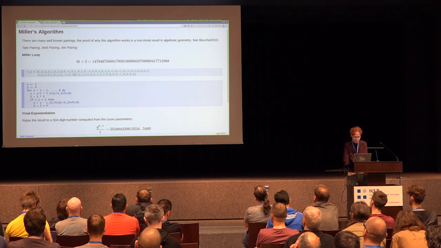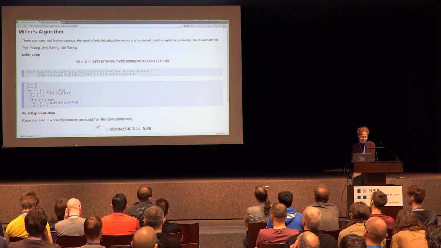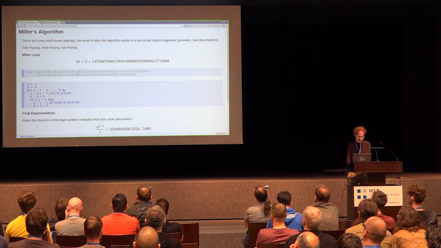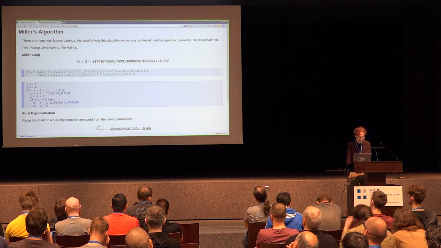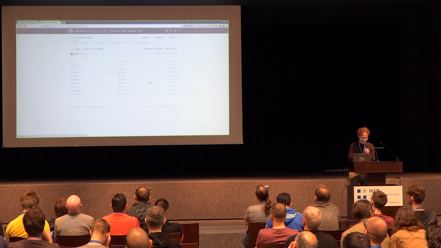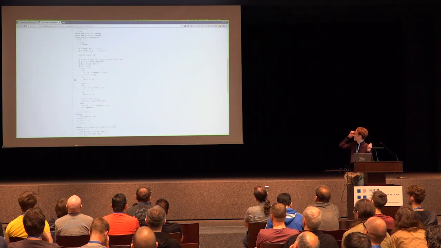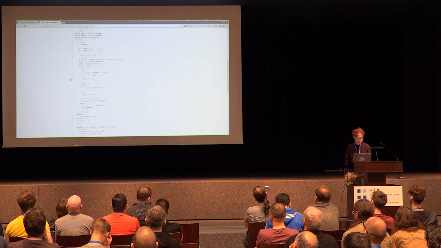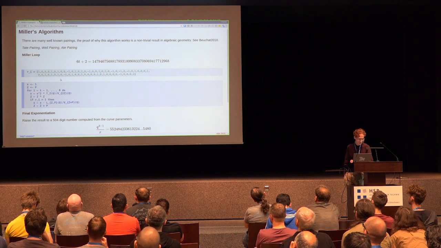I'm not going to sketch out why this works. It does, and it depends on this binary expansion of what's called the Frobenius trace of the group selection. And then you run this iterative algorithm. I'll just show you it in Haskell, actually. It looks something like this, nothing really terrible. It's basically just an iterative loop computing a lot of tangents and then squaring it at the end.